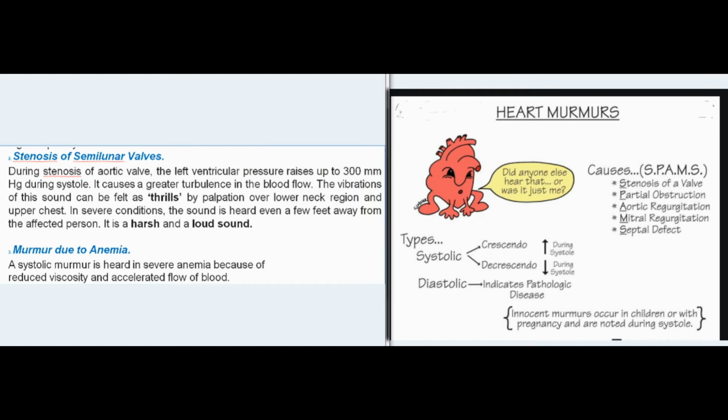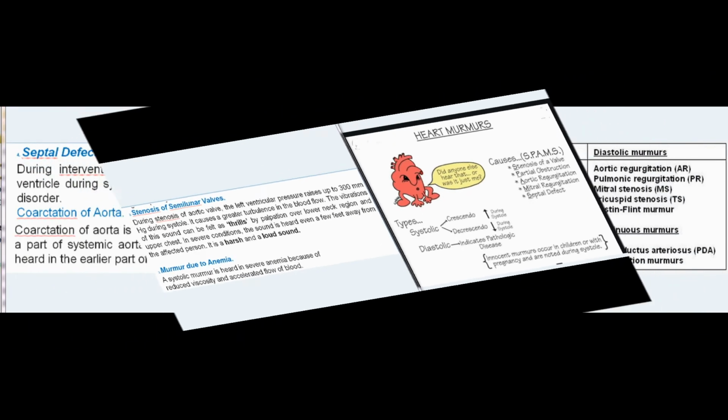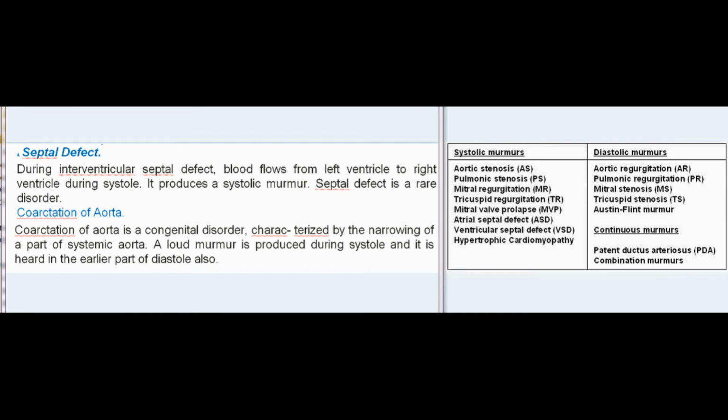Murmur due to anemia. A systolic murmur is heard in severe anemia because of reduced viscosity and accelerated flow of blood. Septal defect. During interventricular septal defect, blood flows from left ventricle to right ventricle during systole. It produces a systolic murmur. Septal defect is a rare disorder.